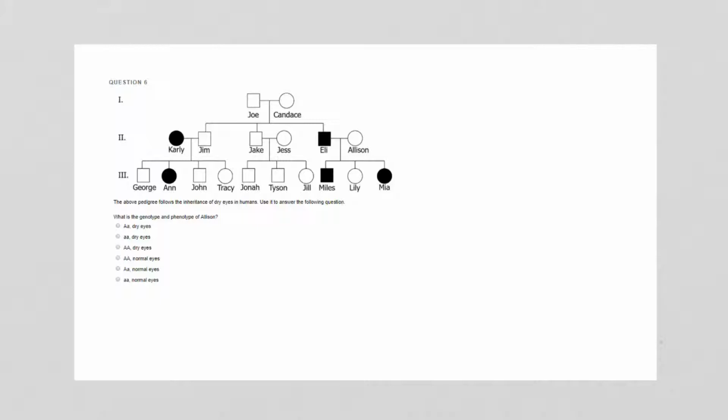In this next question, we're looking at the same pedigree, and we want to know the genotype and the phenotype of Allison. If we look at Allison over here, she has the dominant phenotype, and because she has the dominant phenotype, we know that she has normal eyes, because this is a pedigree for dry eyes, which means the colored-in individuals have dry eyes. So she has normal eyes. We know that she has at least one capital A.